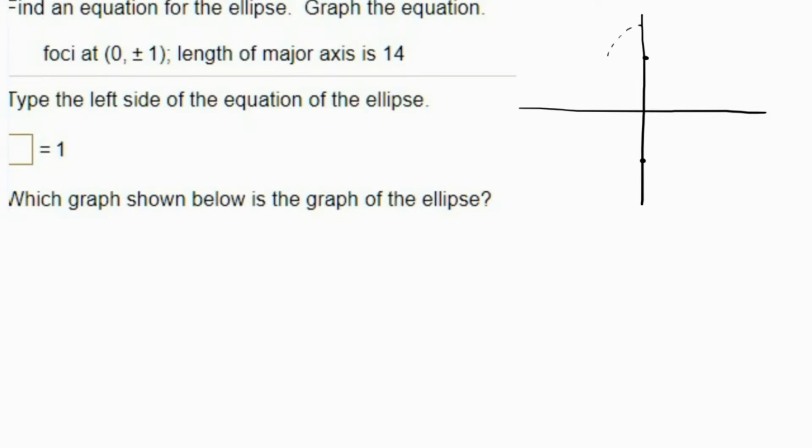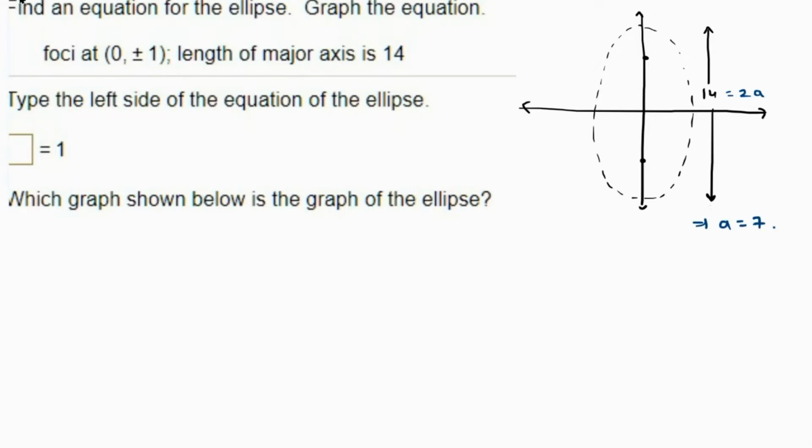So definitely the ellipse is a vertical ellipse. It will look something like this. Now the length of the major axis is 14. So definitely this complete length is 14. If this is 14, which we call 2a, then the value of a will become 7.